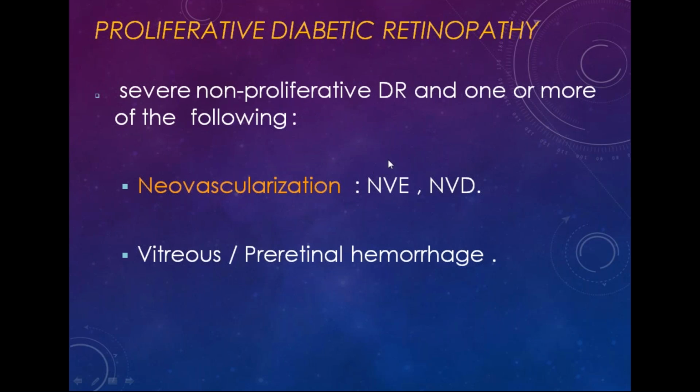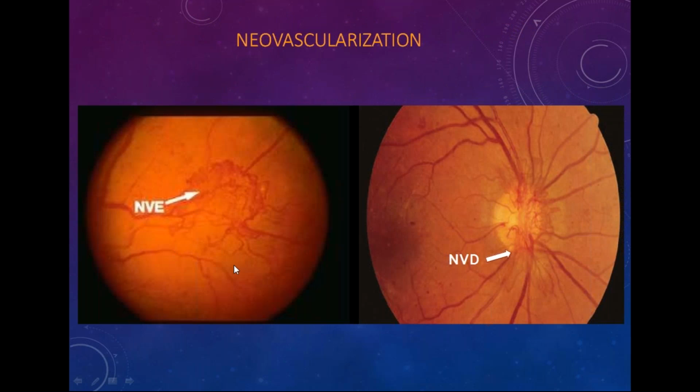Proliferative diabetic retinopathy includes neovascularization elsewhere, neovascularization of the disc, vitreous hemorrhage and preretinal hemorrhage. Whenever there is neovascularization, it causes bleeding. Abnormal vessels bleed, so it leads to vitreous hemorrhage and preretinal hemorrhage. This is neovascularization elsewhere, new vessel formation on the surface of the retina. You can see the new vessels on the disc, neovascularization of the disc. All these are the new vessels on the disc.